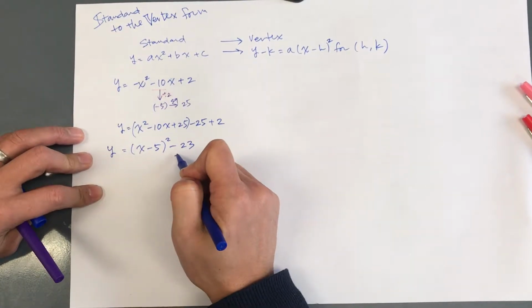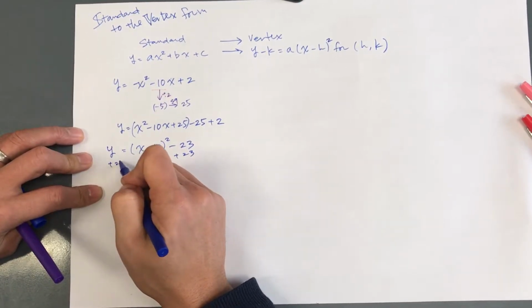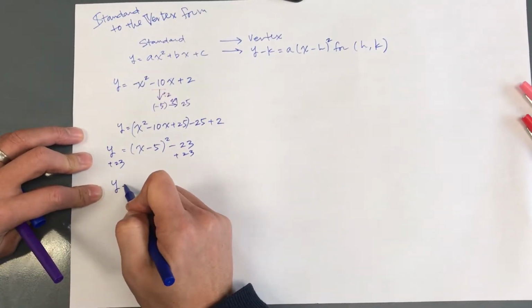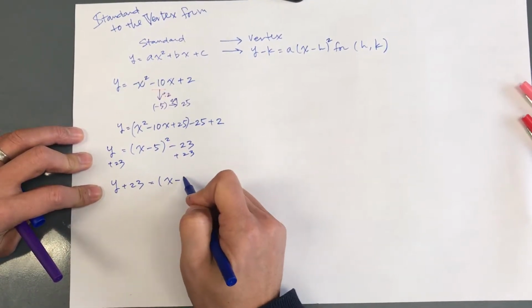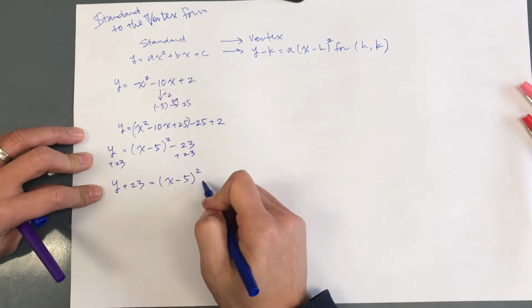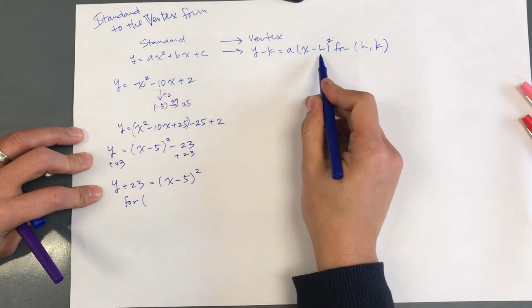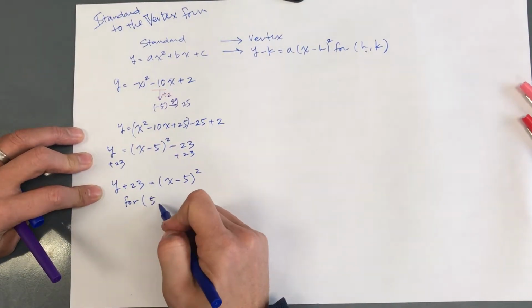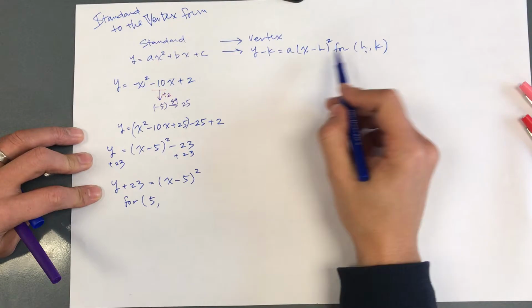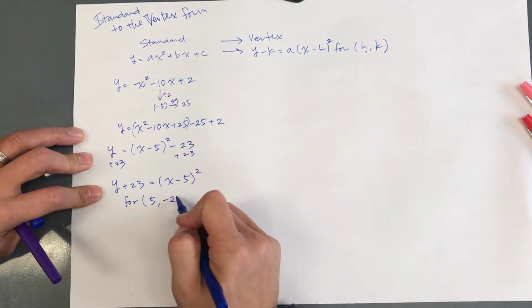Now adding 23 to both sides, we have y plus 23 equals x minus 5 to the second power. For the point, we take the opposite of 5, just like this, right? These are opposite, so we get the opposite of negative 5 and the opposite of k, which is negative 23.